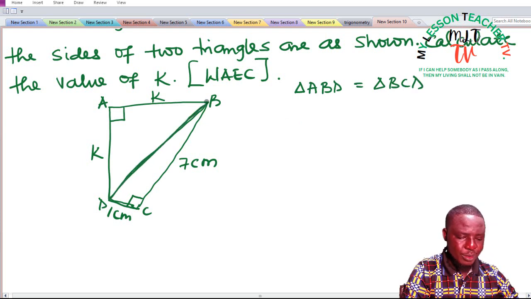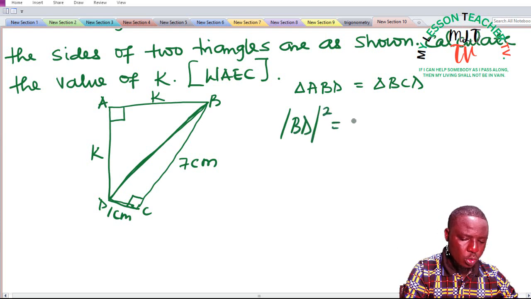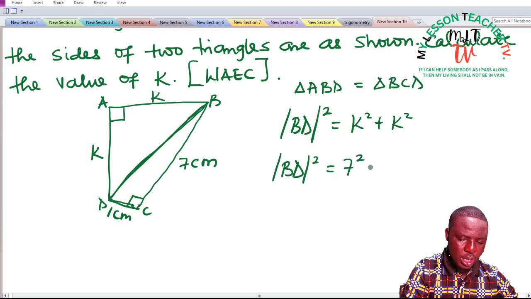So they both have BD being equal, and we have it that in a right angle triangle, the square on the hypotenuse side is equal to the sum of the squares of the other two sides. That is to say that BD squared is equal to k squared plus k squared when you consider triangle ABD. In triangle BCD, we also have it that BD squared is also equal to 7 squared plus 1 squared.